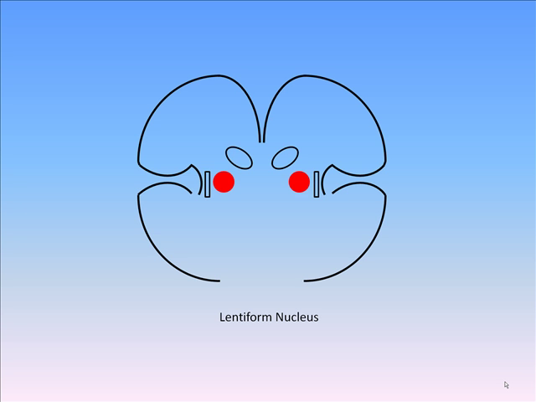Here is the lentiform nucleus, which is a lens-shaped structure containing the putamen and globus pallidus, which form part of the basal ganglia, which is involved in movement. Here is the thalamus, which passes connections between lots of areas, and in some senses is a relay station, but there is actually some evidence that it processes information as well.